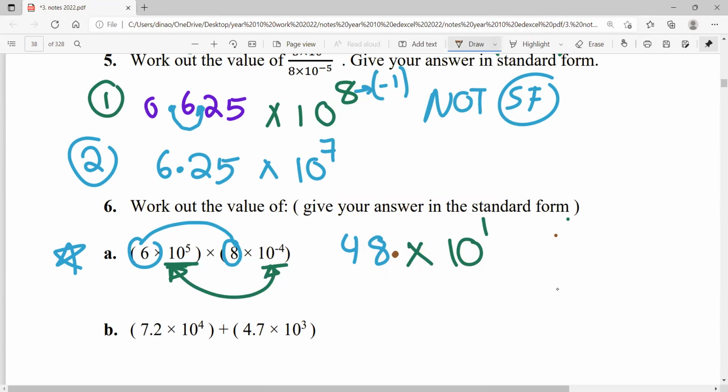I'll move the point to the left. When I move the point to the left, what do I do with the power of 10? I add to the power of 10. I add 1, because we moved it only one place to the left. So I will add 1 to the power of 10, so it becomes times 10 to the power of 2. Even though I'm a teacher, I always like to check my answers with the calculator. My calculator is already set on standard form. So this will be 4.8 times 10 to the power of 2. So we've done well. That's for multiplication. Now let's move on to addition.